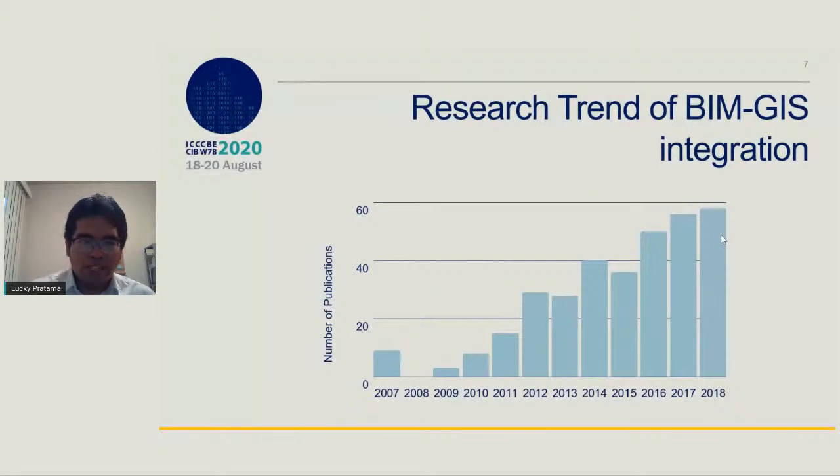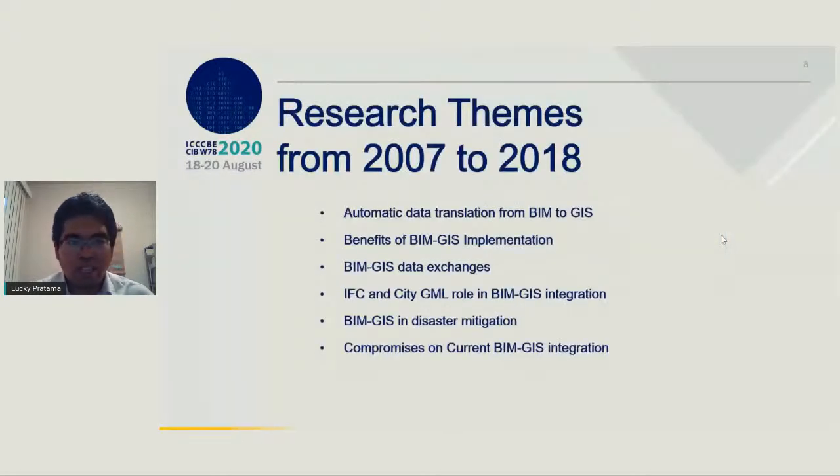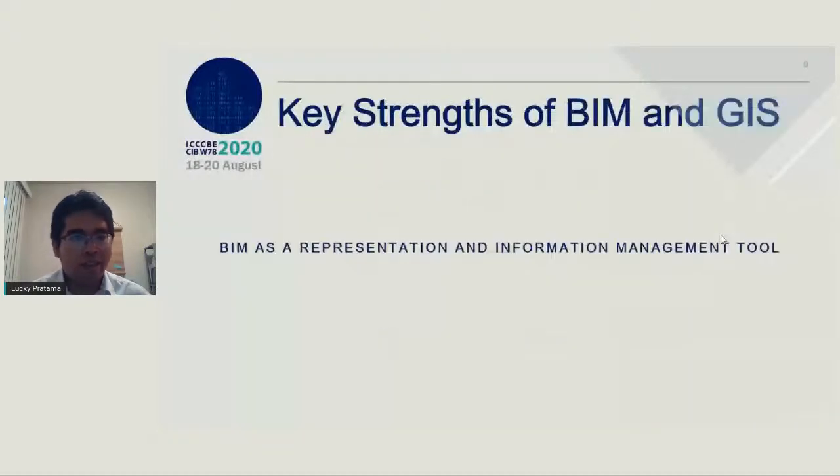So among these publications, we selected 33 publications to find general research themes. So generally, there are three main areas that we found interesting. First one is the BIMgis integration benefits in general, and the second is the data exchange of BIMgis. And also, the third one is the BIMgis integration for disaster mitigation and emergency management.